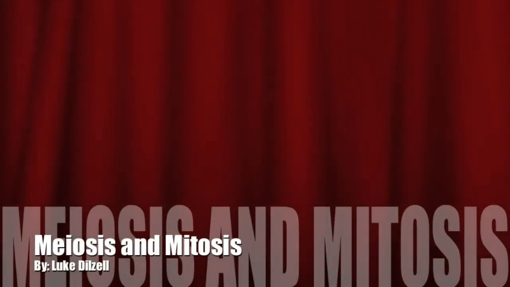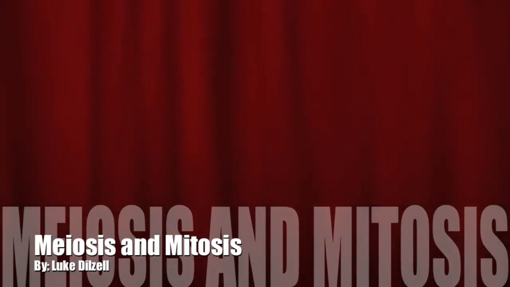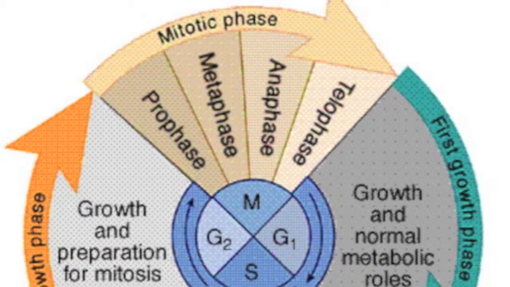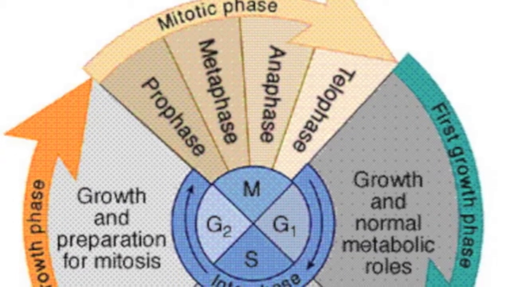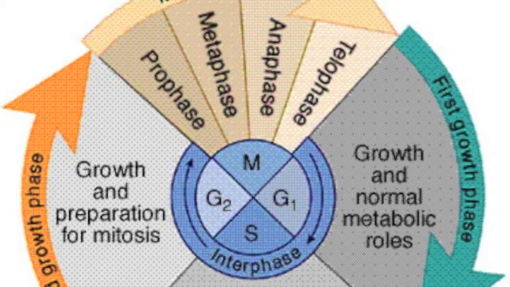In this video, we are going to be looking at the stages of meiosis and mitosis. The first image is a diagram of the entire cell division process. Shown at the top is the mitotic division section of the cycle, which includes all the steps of mitosis.